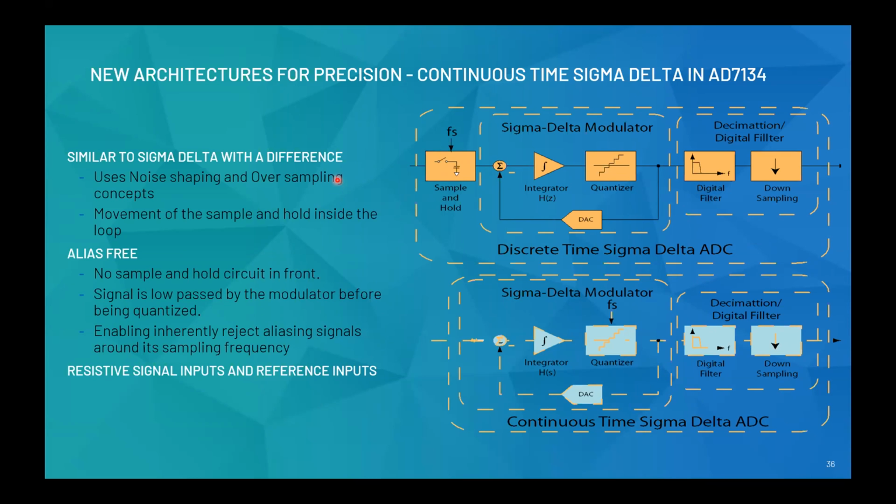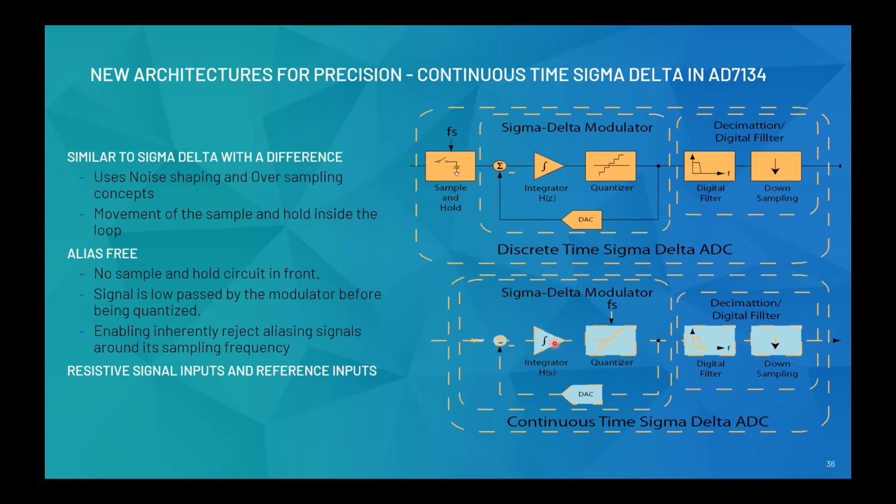So any input or any sensor that is there would not see the sample and hold circuit at the start. It would see an integrator, and your sample and hold is happening very close inside your quantizer, right? So what this helps us with is in two terms. Firstly, your input drive is eased because your input is now resistive. You're just driving an integrator, because of which your drive requirements are eased.